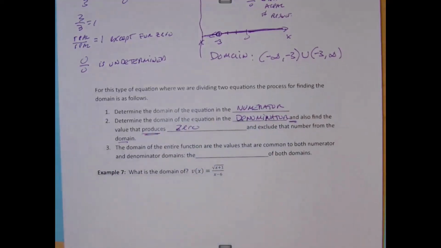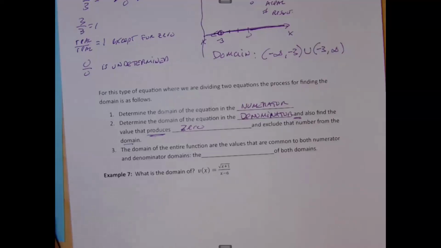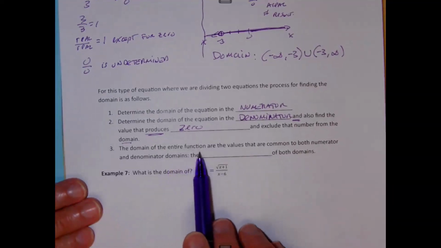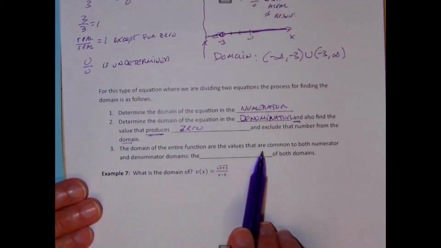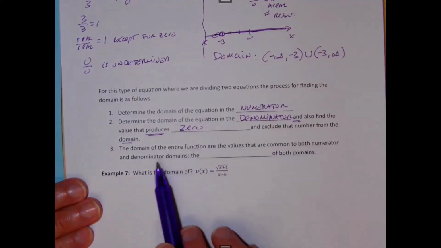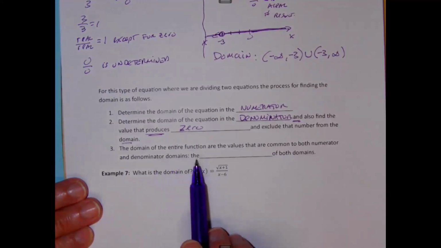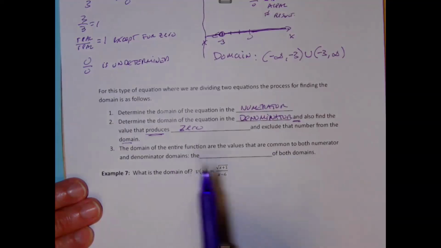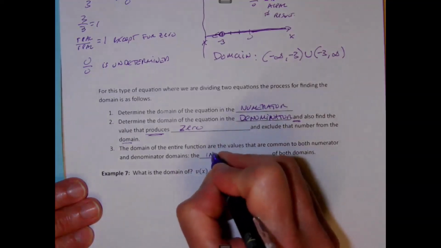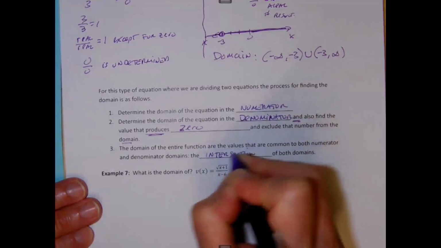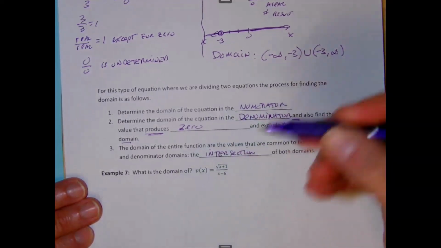That makes it kind of interesting, right? Because we have to take care of a few things here. So the domain of the entire function is the values that are common to both the numerator and denominator domains. What is it? Well, the intersection of both domains, meaning the numerator and the denominator.